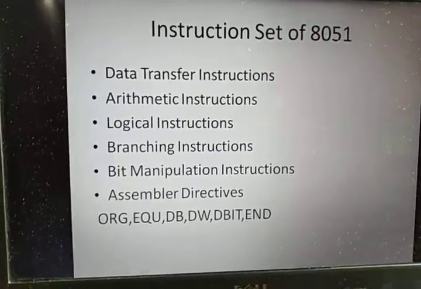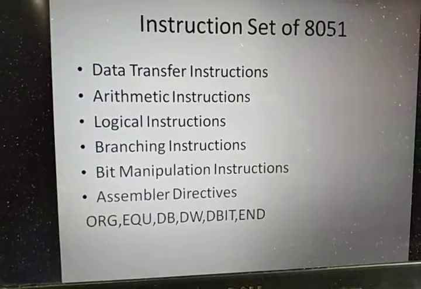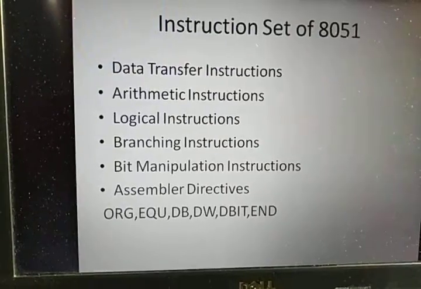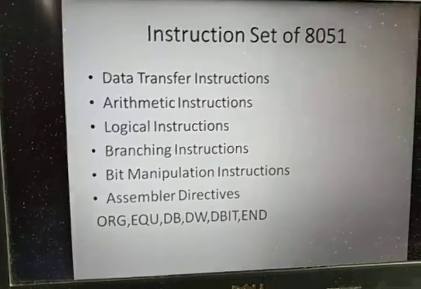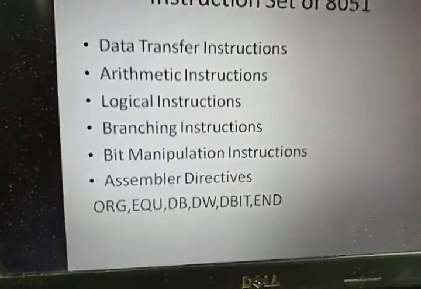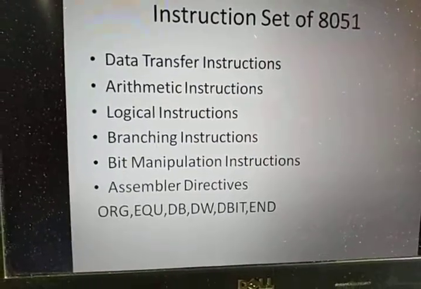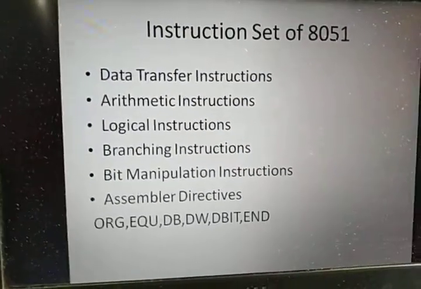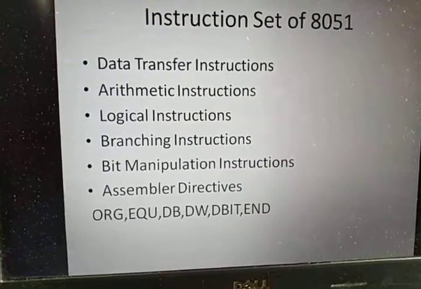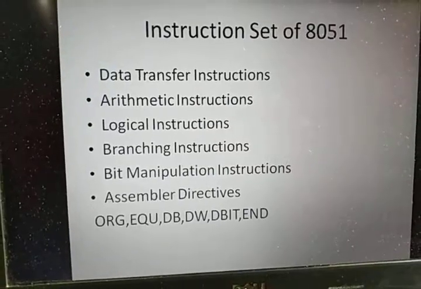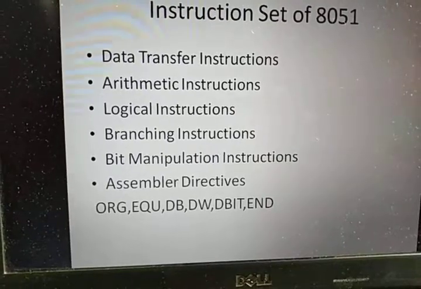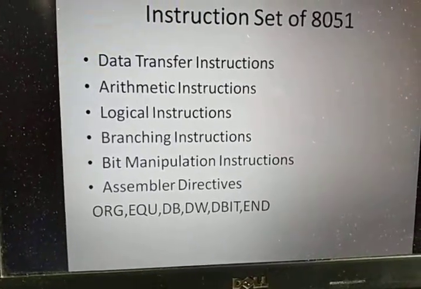So next, the instruction set. As usual, the 8051 instruction set has been grouped under 5 categories. First one is data transfer instructions, which are used to move the data from one place to another. The arithmetic instructions are used to perform the arithmetic operations like addition, subtraction, multiplication, and division. The logical instructions are used to perform the logical operations such as AND, OR, NOT. And the branching instructions are used to move the control from one place to another place, like jump if equal, jump if not equal. And bit manipulation instructions are used to operate on the individual bits.